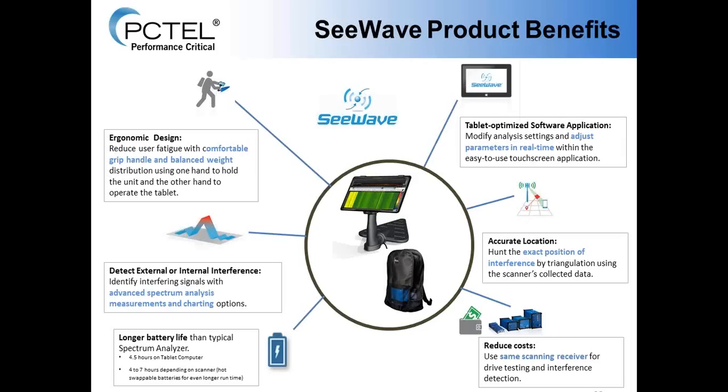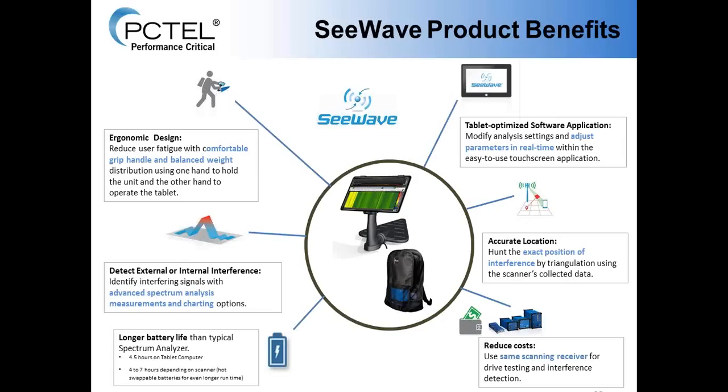And the most important benefit or feature is it's cost effective. First of all, you can use your existing scanning receivers, so you don't have to buy a separate spectrum analyzer. It reduces cost, and the return on investment on your scanning receivers goes higher. And combining it with the host platform and everything, it's very cost effective. So these are the features of the Seawave interference locating system as such.